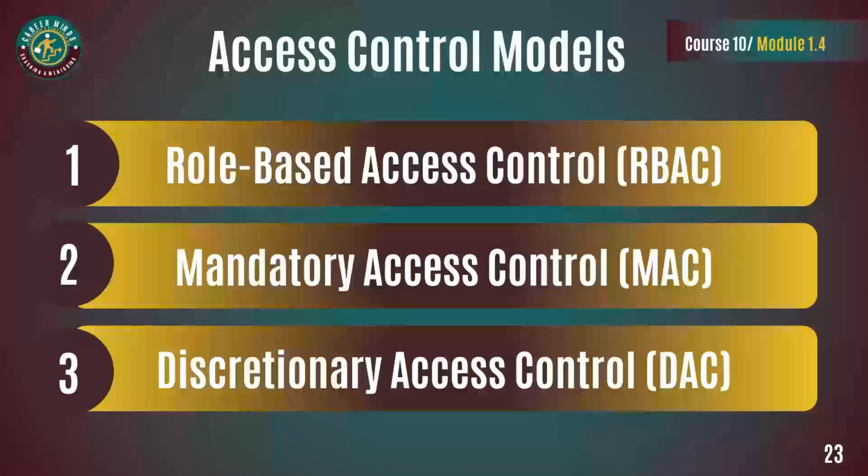And then we have DAC, which is discretionary access control. Here, the data owner decides who gets access and what they can do with it. For example, if you create a shared folder on your computer, you decide who can read, who can write, or who can modify it. So it's more flexible but riskier if users are not careful. So it's like giving your house keys to friends. You trust them, but there's a risk if they lose that key or lend it to someone else.